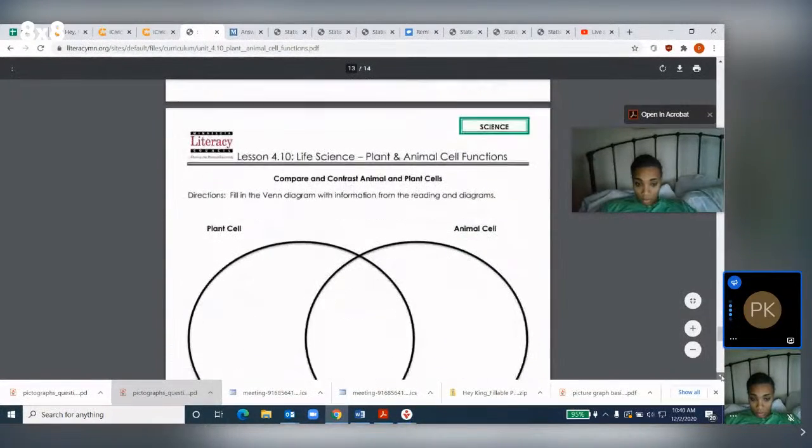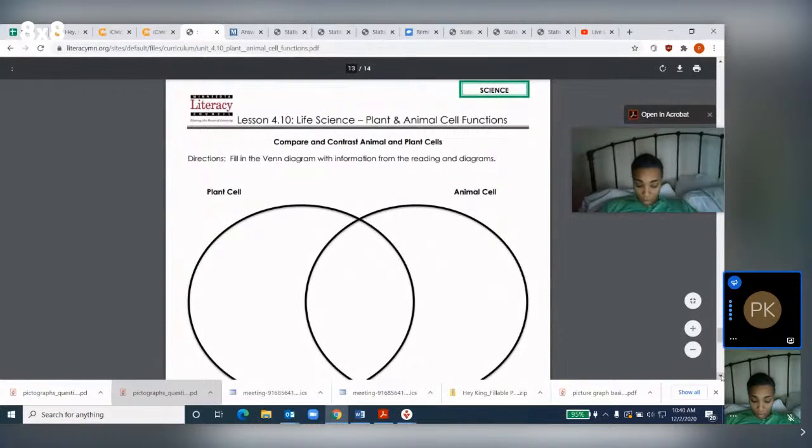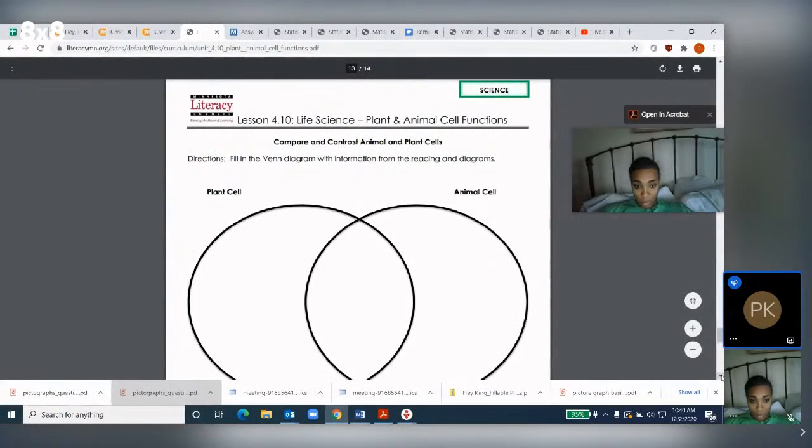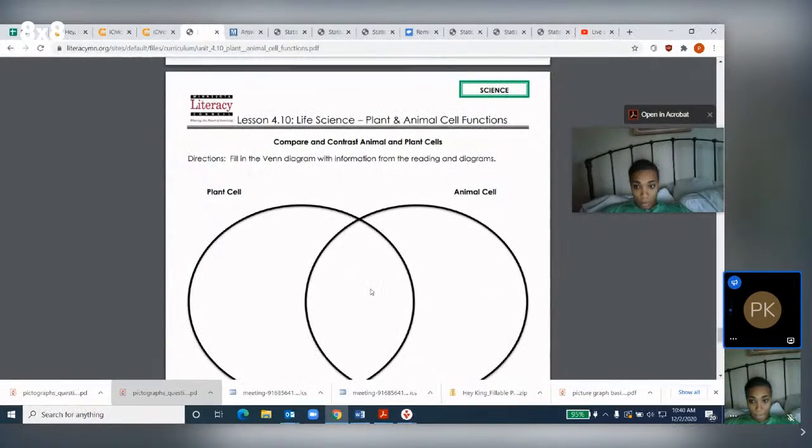The last thing I want to show you guys, and we've done this, I've done it in social studies, and I think we did it in science. This is called a Venn diagram. Okay, so what this does is two circles that overlap, and the part in the middle right here, these are things that both the animal cell and plant cell have in common. So on the far left, you're going to have things that are unique to the plant cell. On the far right, you're going to have things that are unique to the animal cell. But some things in the middle are a combination that both plant and animal cells share.